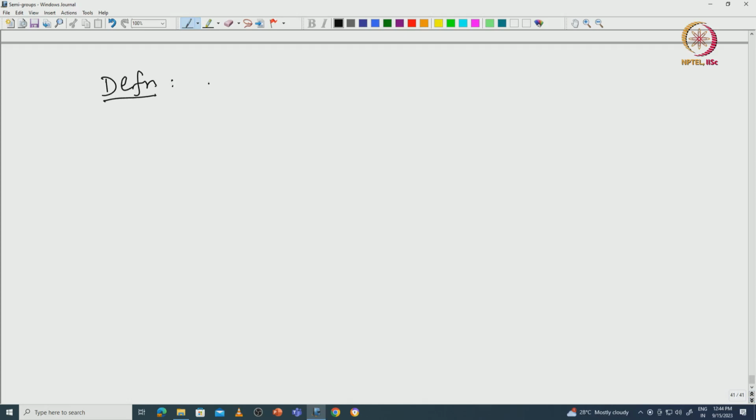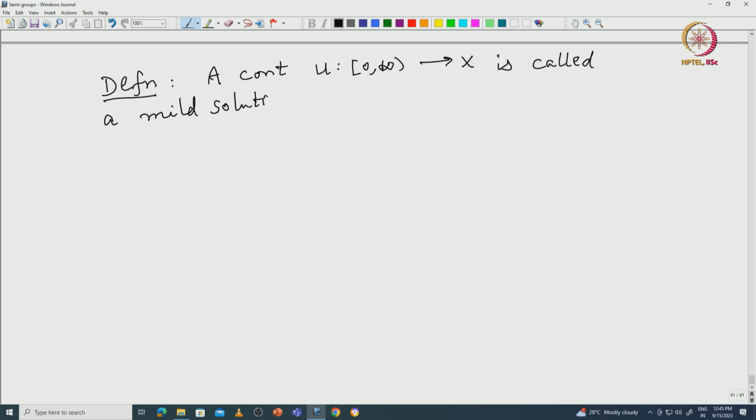Okay. A continuous, now we are not assuming differentiability, u from 0 to infinity to X is called, so this is like a weak solution, is called a mild solution of the ACP, of course, that abstract Cauchy problem, if, so now the condition is not pointwise, but kind of average. If the integral of u(s) ds.